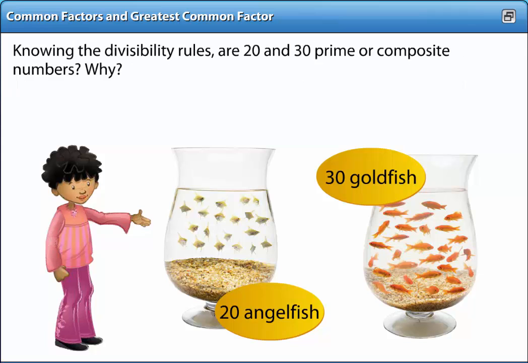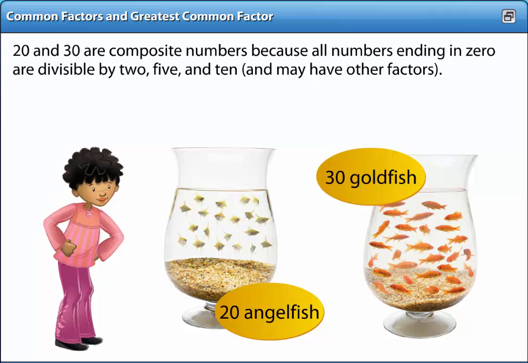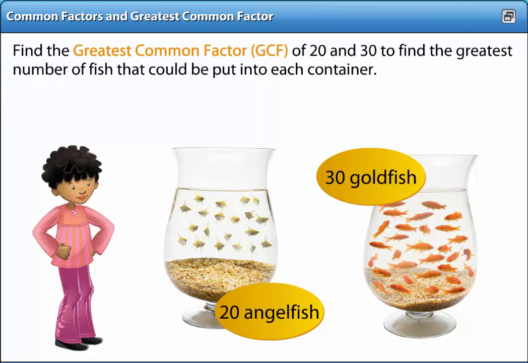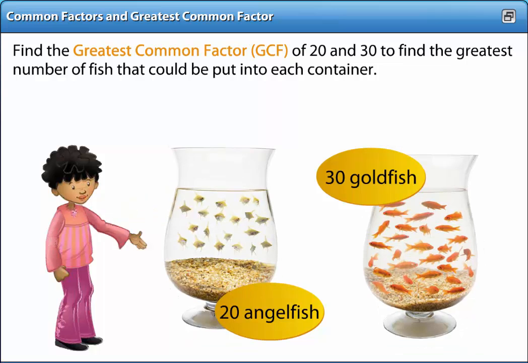Knowing the divisibility rules, are 20 and 30 prime or composite numbers? Why? 20 and 30 are composite numbers because all numbers ending in 0 are divisible by 2, 5, and 10, and may have other factors. Find the greatest common factor of 20 and 30 to find the greatest number of fish that can be put into each container.